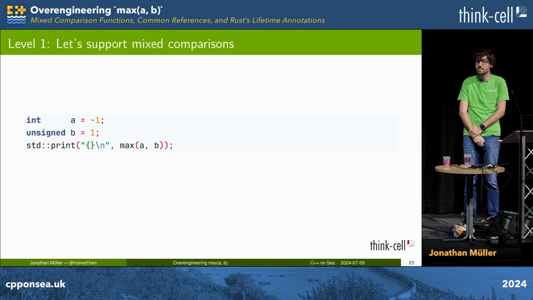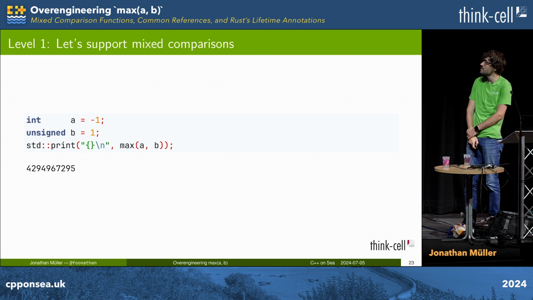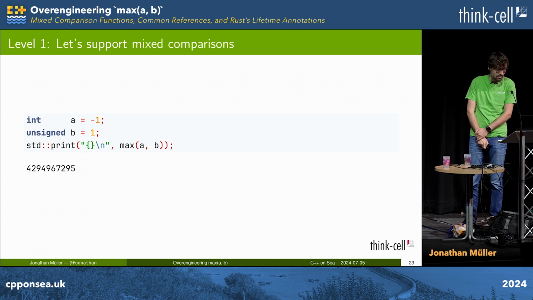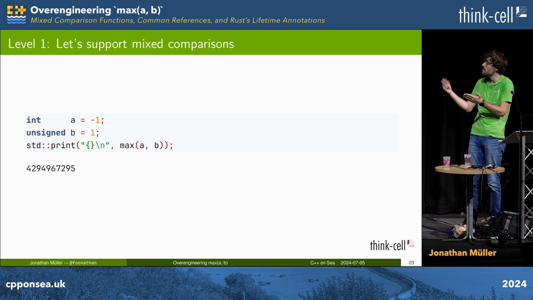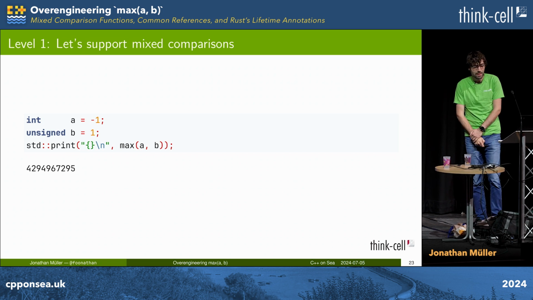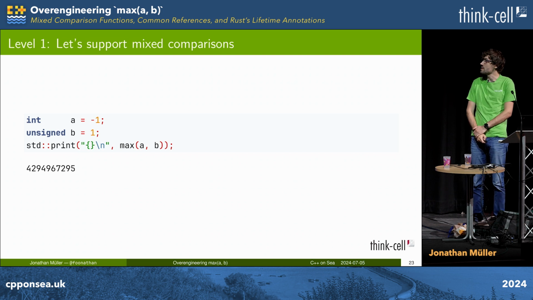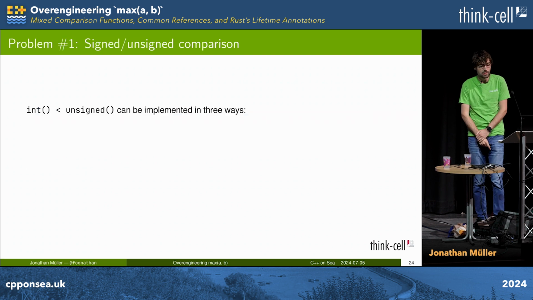Cited values. Yes, it prints 4,294,967,295. Because that's obviously, I mean, to be fair, it is bigger than -1 and 1, but it's not quite the maximum we're looking for. And there are actually 2 things that are going wrong here. The first one is the signed-unsigned comparison.